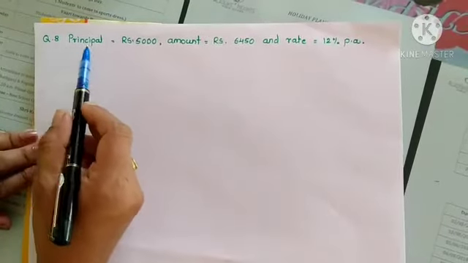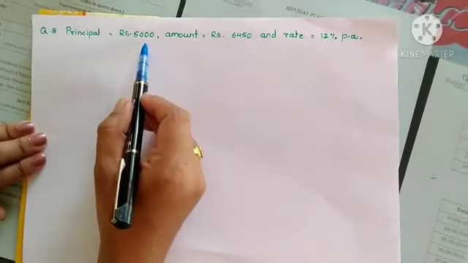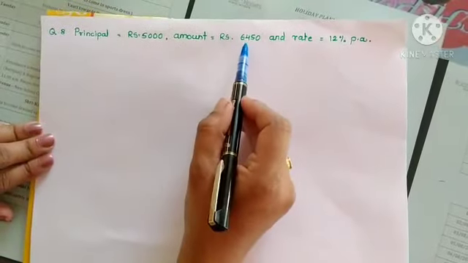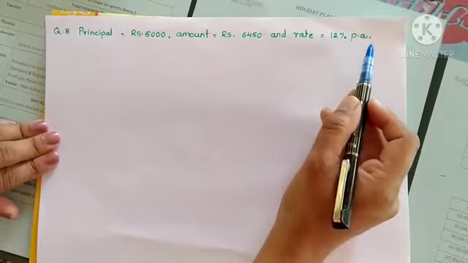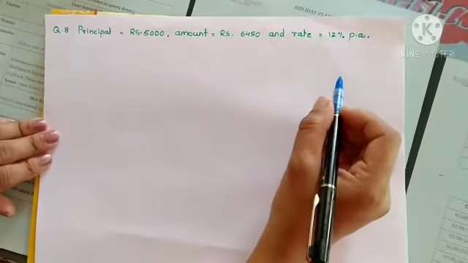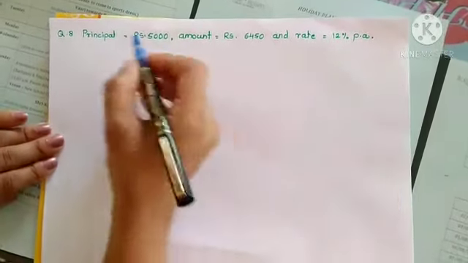Question number 8. Principal is rupees 5000, amount is rupees 6450, and rate is equal to 12% per annum. Here we have to find out the simple interest.